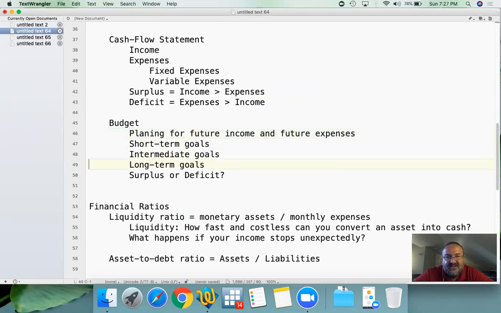So a budget can have a surplus or a deficit, very much like a cash flow statement. If you have a surplus, that's good. If you have a deficit, you plan for it, and if possible, you try to fix it. You try not to have a deficit.